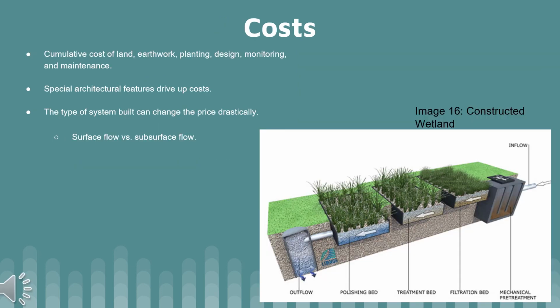Wetland construction costs are determined by the cumulative costs of land, earthwork, planting, design, monitoring, and maintenance. Special architectural features that are incorporated into the wetland design may make it a more attractive feature for the surrounding community, but may increase costs significantly. The type of system built can change the price drastically.